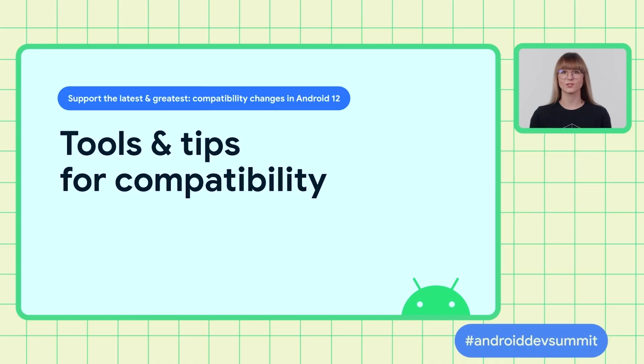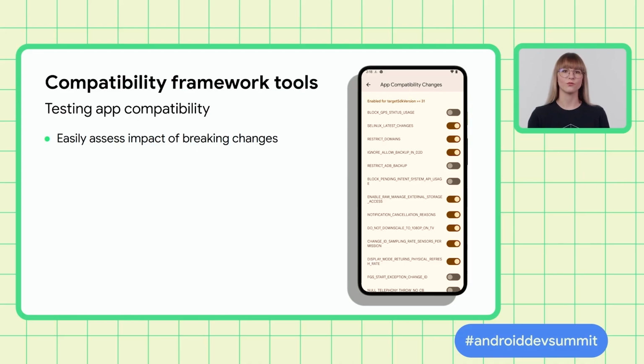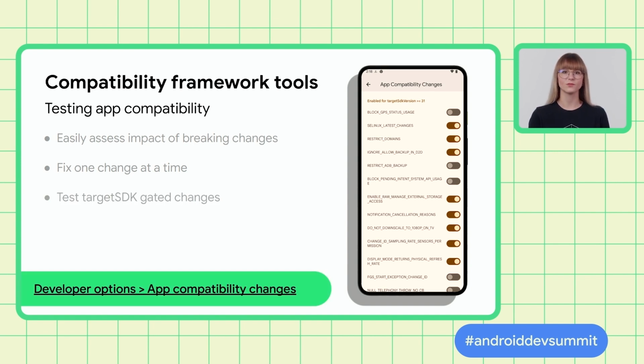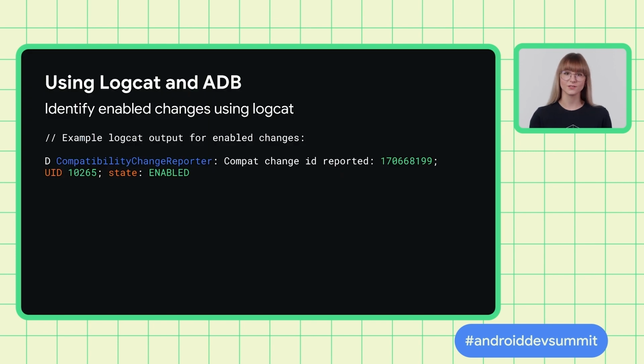Now that we have learned about new features and changes in Android 12, let's look at testing and tooling to make your apps compatible. In Android 11, we introduced compatibility framework tools to make it easier to test and debug your app against changes. With these tools, you can turn on and off breaking changes individually and evaluate how they're impacting your app. In this way, you can isolate and test against only one behavior change at a time, or easily enable changes behind Target SDK. You can check which behavior changes are currently enabled using the developer options, Logcat or ADB commands.